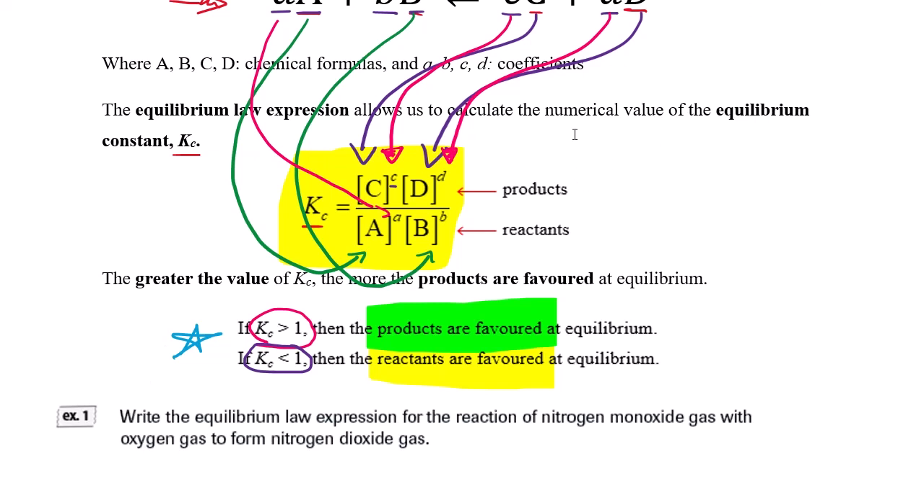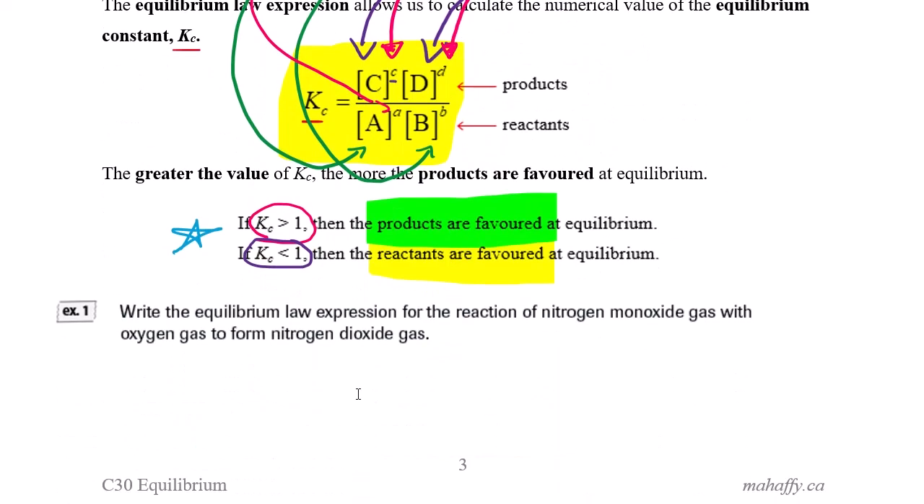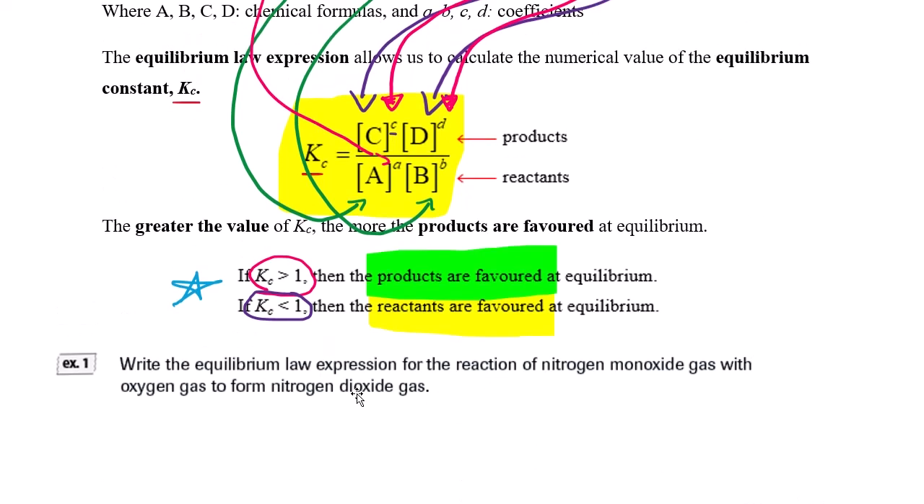Now, this just seems like a giant schmozzle, so let's use an example to try to sort it out. If we want to write the equilibrium law expression for the reaction of nitrogen monoxide gas with oxygen gas to form nitrogen dioxide gas, what would that look like? Well, let's start by figuring out what the reaction is. The reaction is between nitrogen monoxide gas, NO, and it's reacting with oxygen, O2, to produce, I can use my equilibrium arrow here, nitrogen dioxide gas.